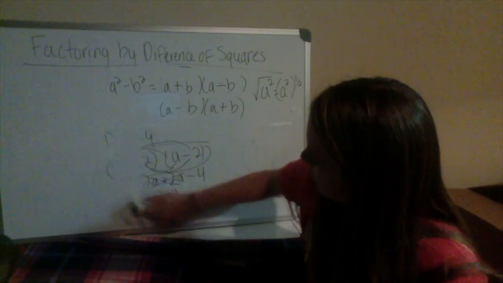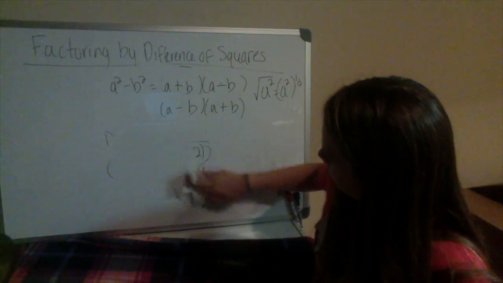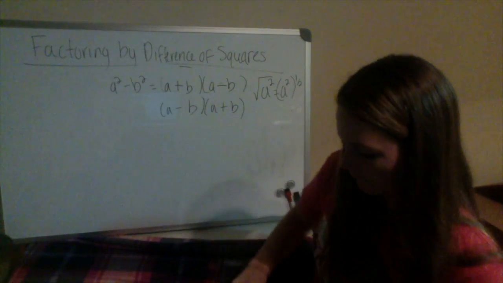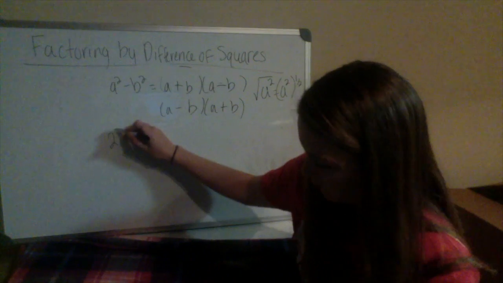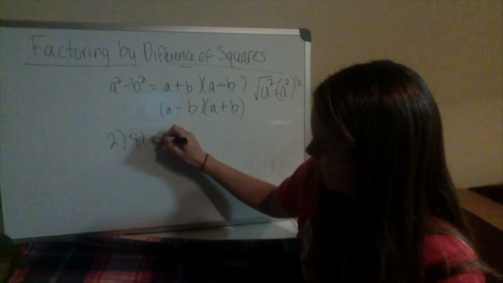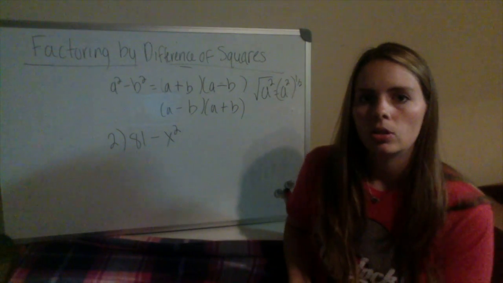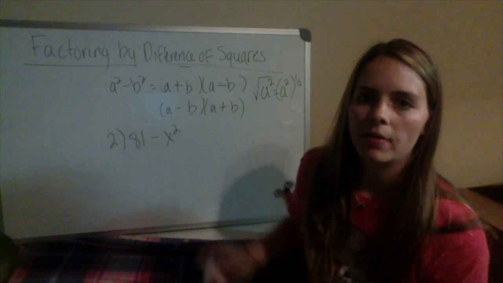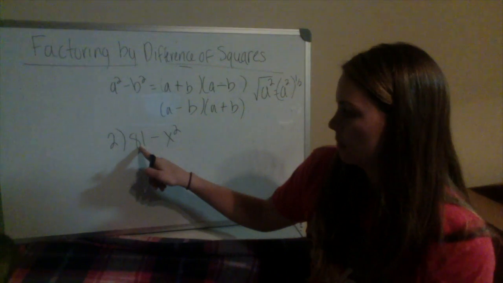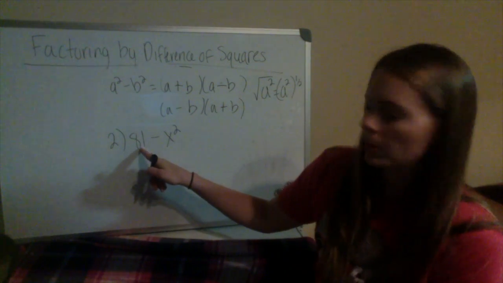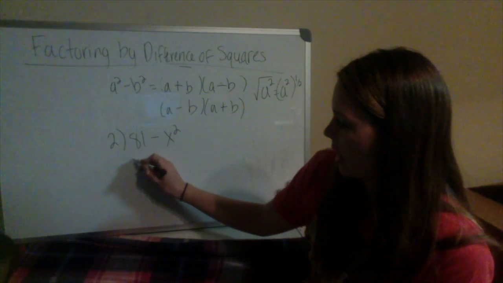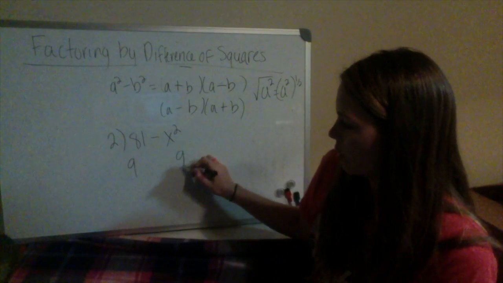Going into my number 2. 81 minus x squared. What is the square root of 81? So remember, that is the number that multiplies by itself. So that would be 9. Go check that in a calculator if you're unsure.